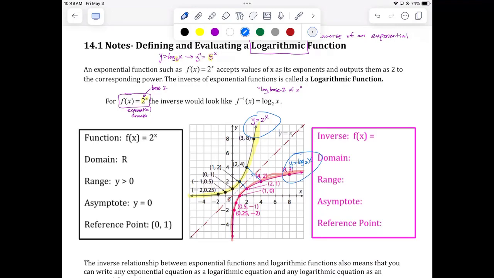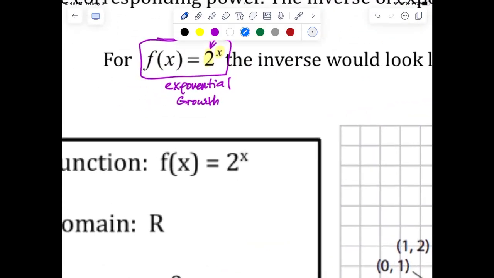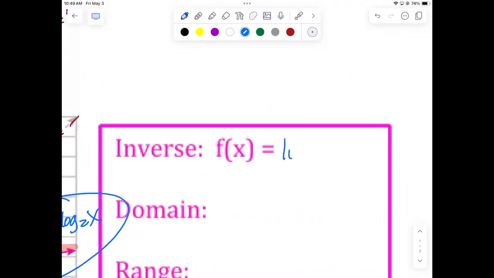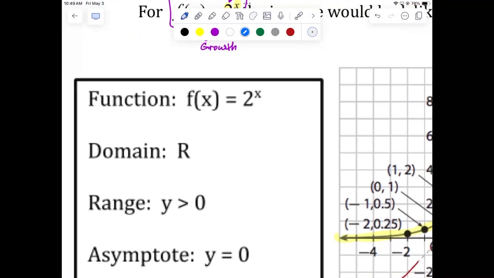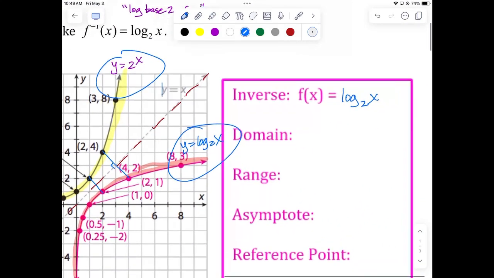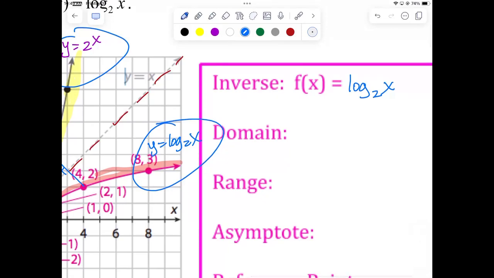Now, the consequence of all the x and y information exchanging is relevant because it affects the domain and range. For instance, this is the function 2 to the x. The inverse is what? Log base 2 of x. Good. The domain of the exponential function was all real numbers. I'll make that a double bar R. The domain of the exponential function is all real numbers. That should turn into the what of the exponential?